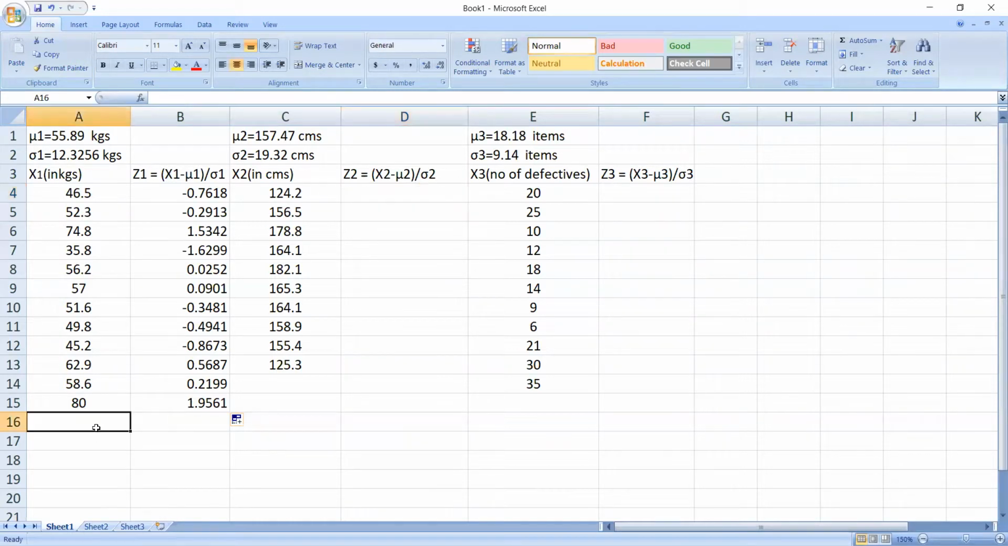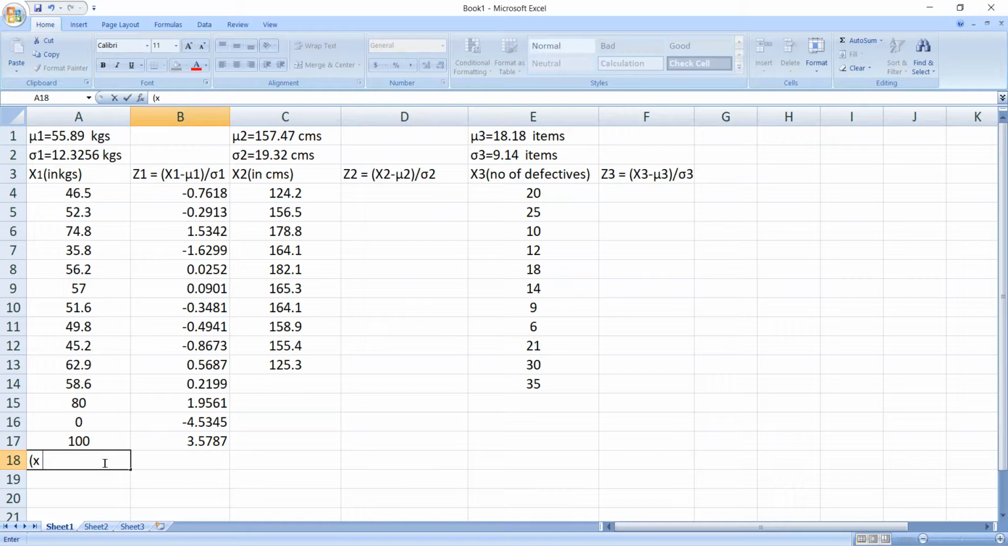Even if by chance there is a presence of an extreme value, say you have recorded 0, you will observe z to be only minus 4.5, which is the maximum. If you have a 100, it is 3.57. So what we are observing is that I have my x taking any particular value, of course, within that particular range of the variable.